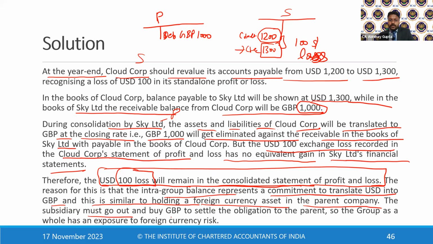The subsidiary must go out and buy the GBP to settle the obligation to the parent. So the group as a whole has a real exposure to the foreign currency risk, right? So by doing this question, we must have understood that foreign exchange gain or loss will not be eliminated while preparing the consolidated financial statements.